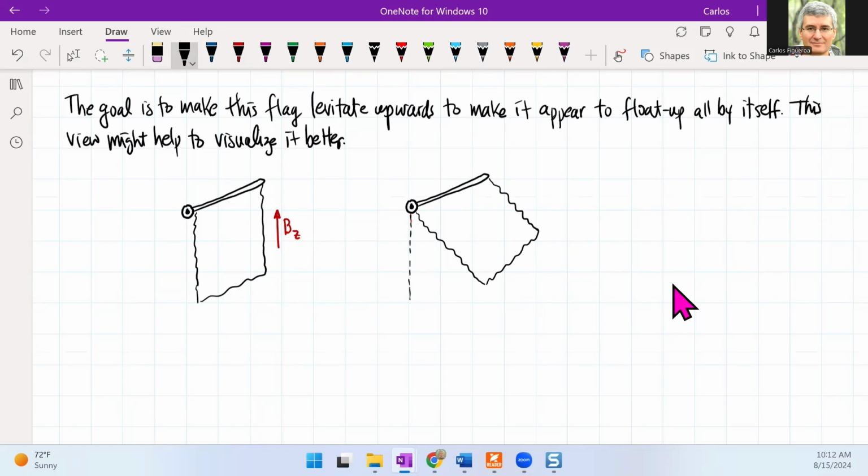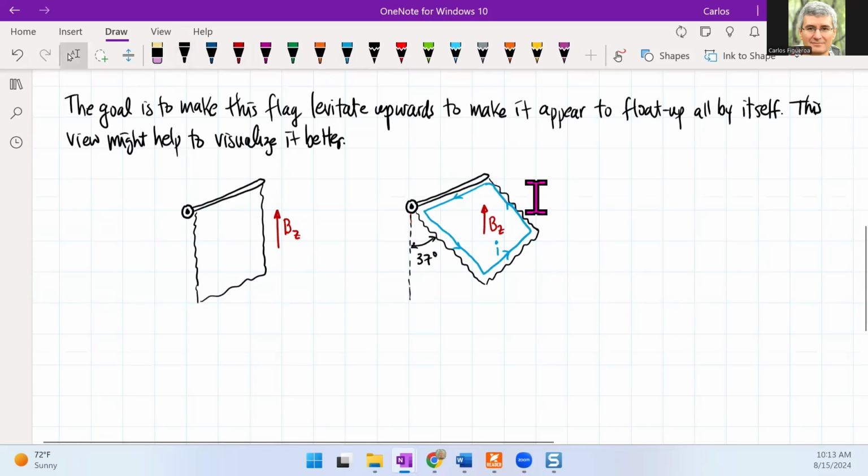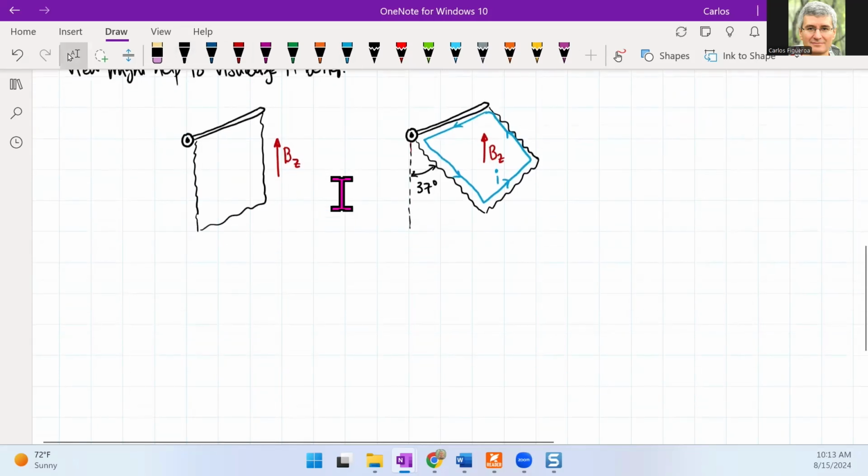And the way we do that is that we're going to run a wire all the way around this guy so that it forms a current loop. So we're running a current loop because we know we have a magnetic field in the z direction that looks like this. So again, this is the current that we're flowing. And we want to levitate this in such a way that it increases its angle from 0 to 37 degrees. So now we have a current loop that's immersed in a magnetic field.